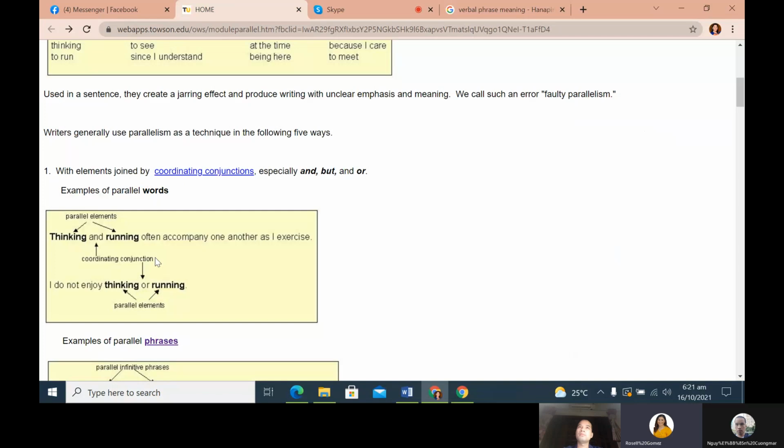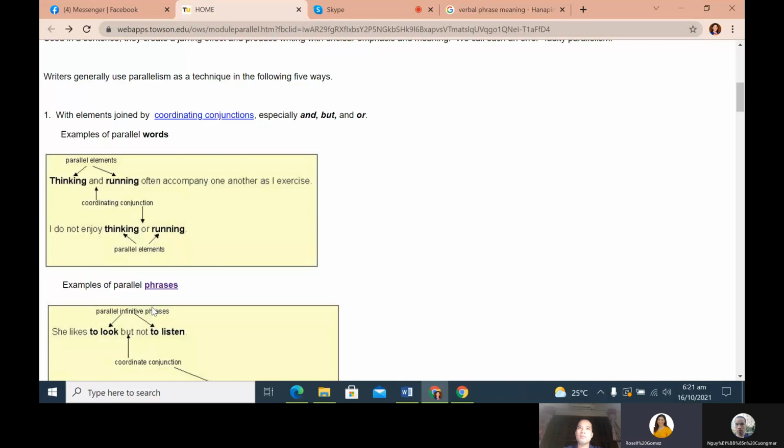Now, going back to this example here, "Thinking and running often accompany one another as I exercise." You are using both gerunds. Again, a gerund is a verb used as a noun in a sentence. What about here? "I do not enjoy thinking or running." That's also the same as the first sentence. Yes, but look at the construction.